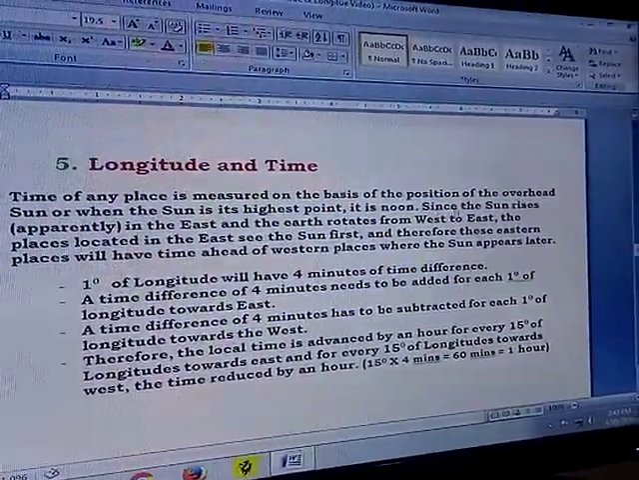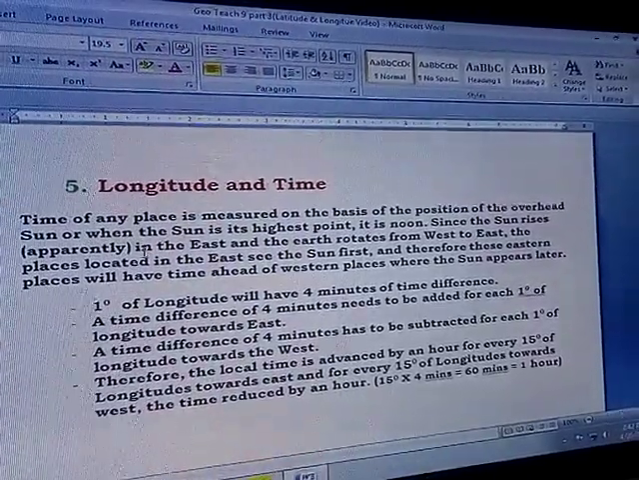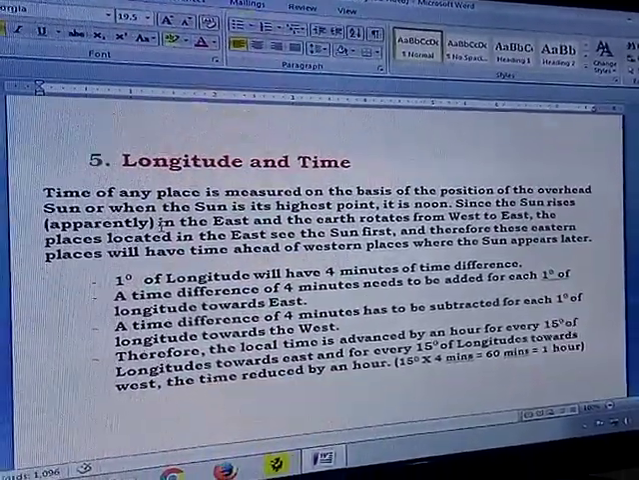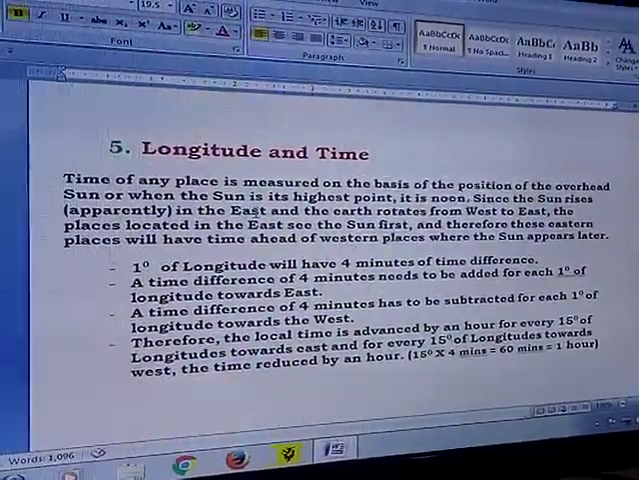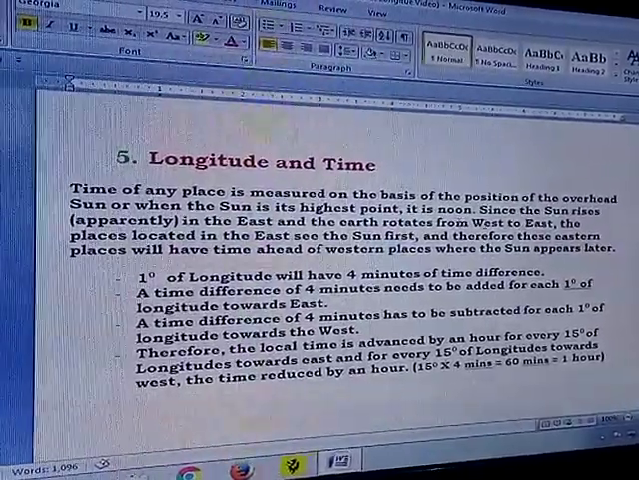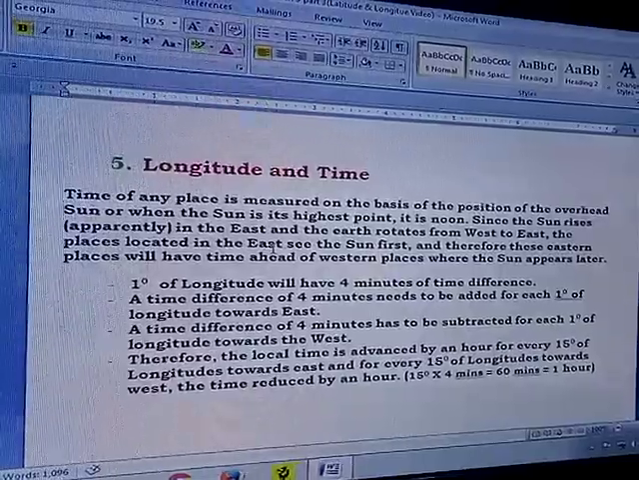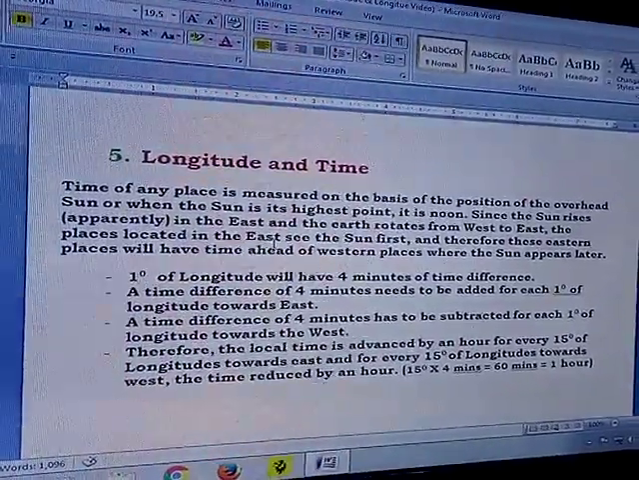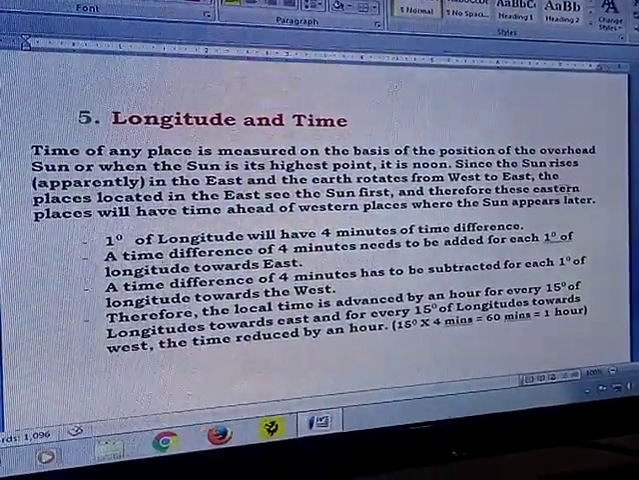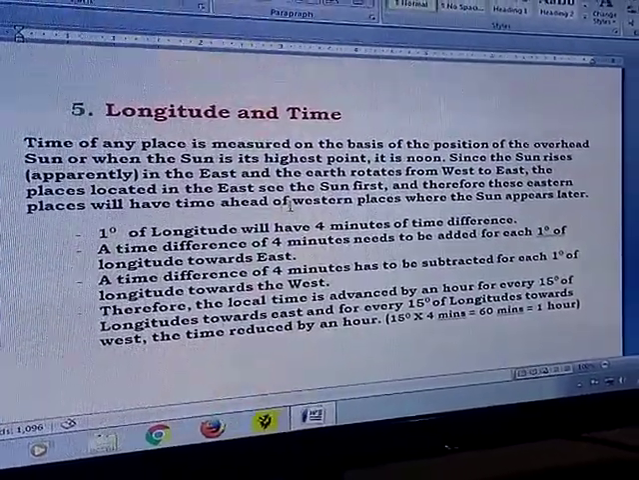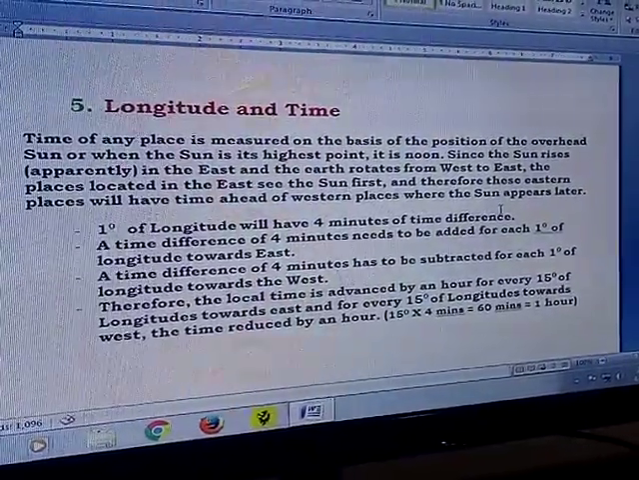Since the sun apparently rises, because the sun never actually rises, we see the sun rising only because the earth is moving and the sun is not moving. Since the sun apparently rises in the east and the earth rotates from west to east, the places located in the easternmost part of the globe can see the sun first, and therefore these eastern places will have time ahead of western places where the sun appears later.